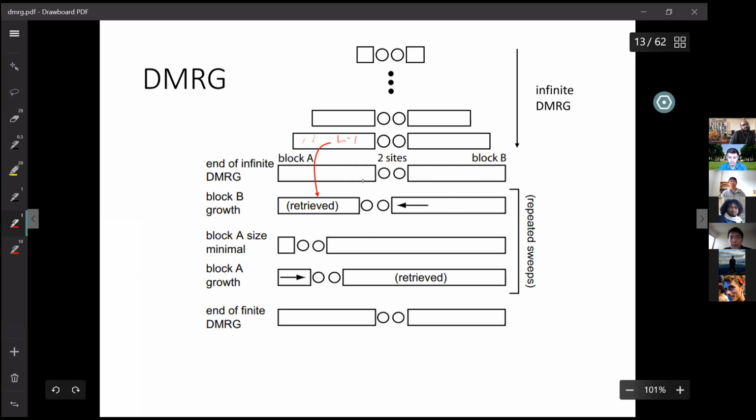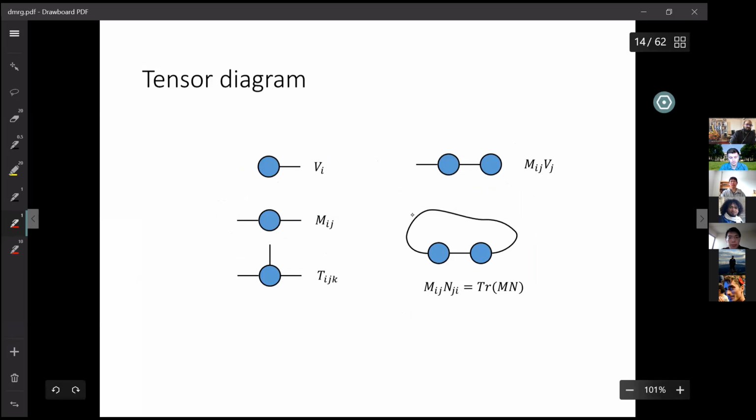Okay, so in this way, the program can just iteratively be run, and you just sweep the center sites to the left and then to the right, and you just do this back and forth until you reach a convergence in the wave function or the energy. Okay, so this is DMRG.